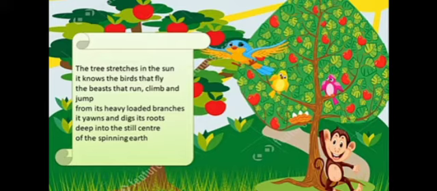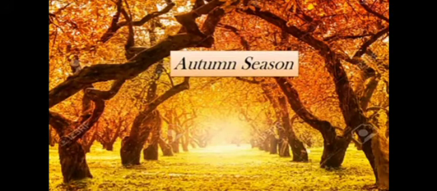Again, in this stanza, there are so many imageries and personification. The first line, the tree stretches in the sun and it yawns and digs its root, is personification here again. Now, let us learn about the autumn season.